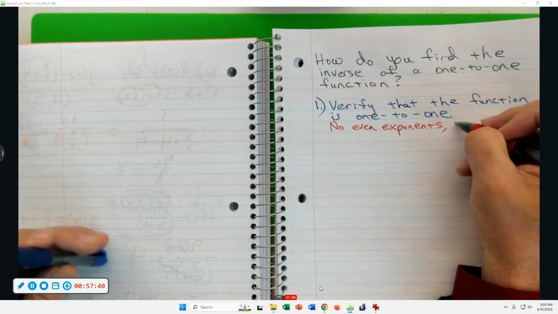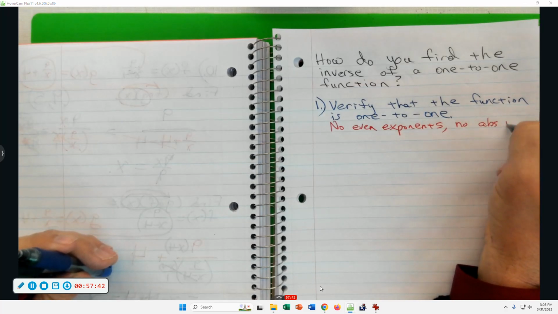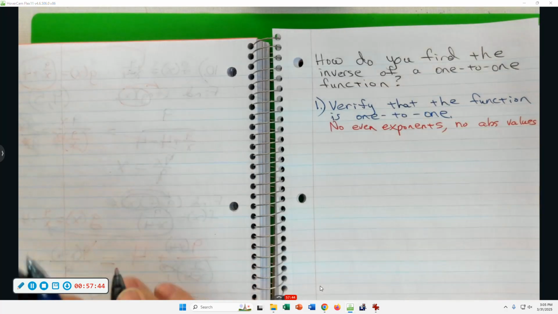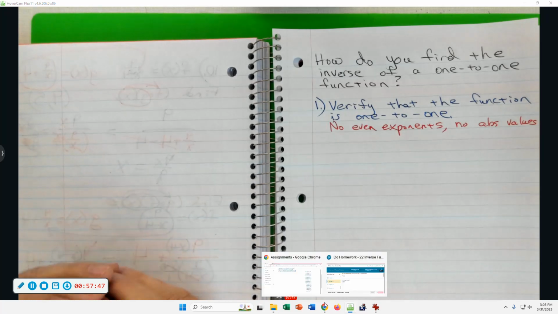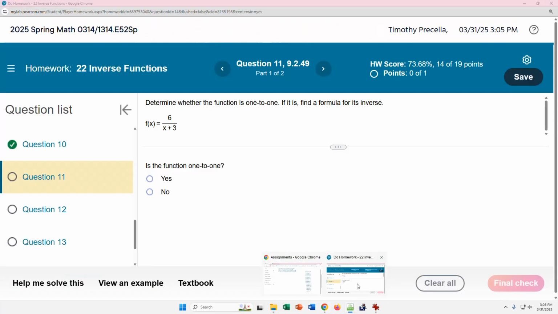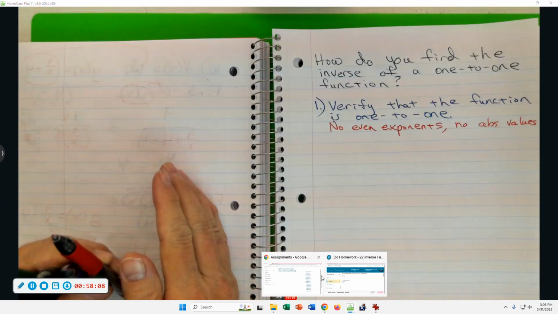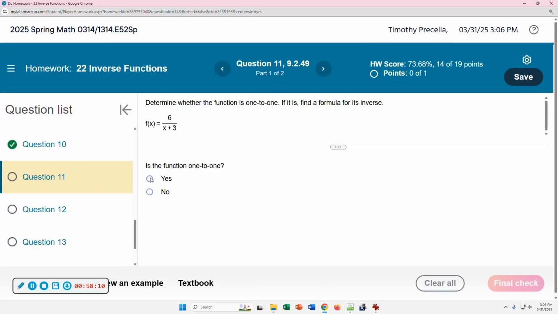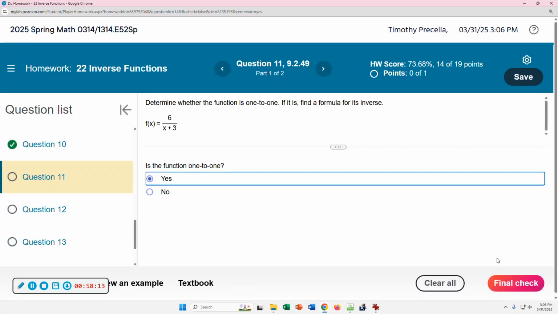There should be no absolute values. So look at that problem. Certainly no absolute values. What about even exponents? I see an x. I don't see a power on that x. What's the assumed power if you don't see an exponent on a variable? 1. Is 1 an even number? No. So this is one-to-one. So the first thing we'll do, we'll verify. Let's go ahead and select yes, it's one-to-one.